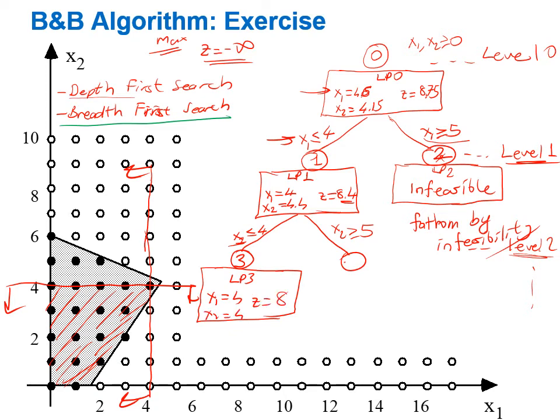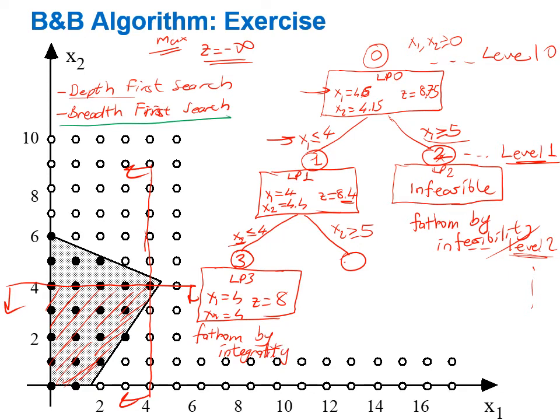Can I fathom this due to one of these three reasons? When you check the values of x1 and x2, we see that both of them are integers. So it means that I can fathom because of integrality. All decision variables are integers.